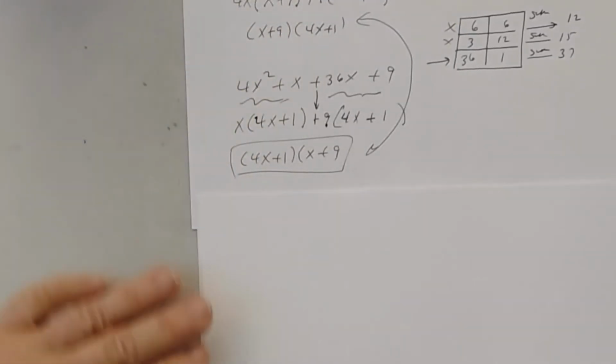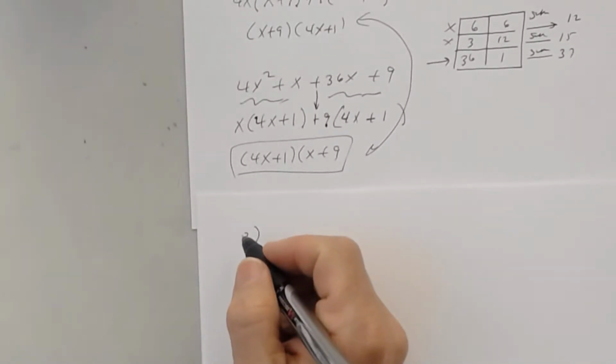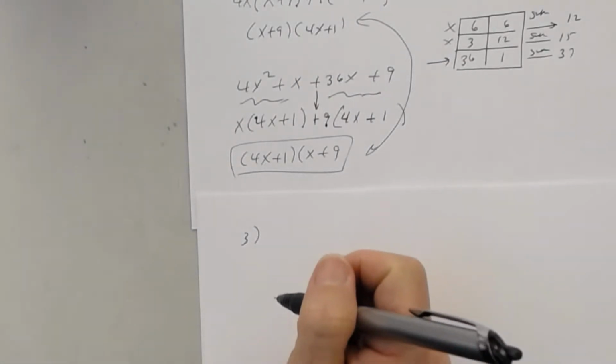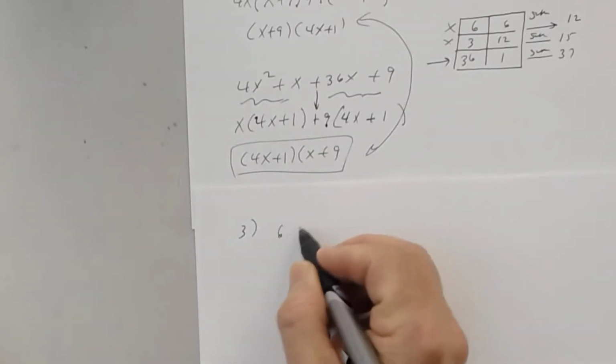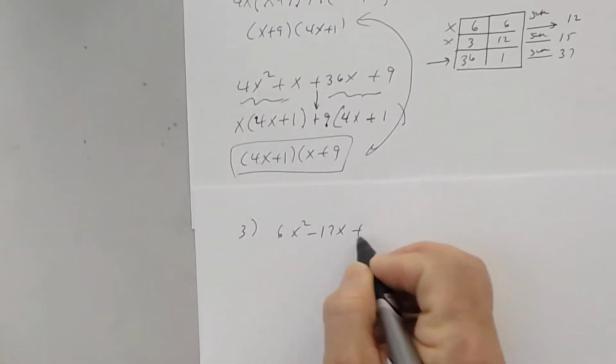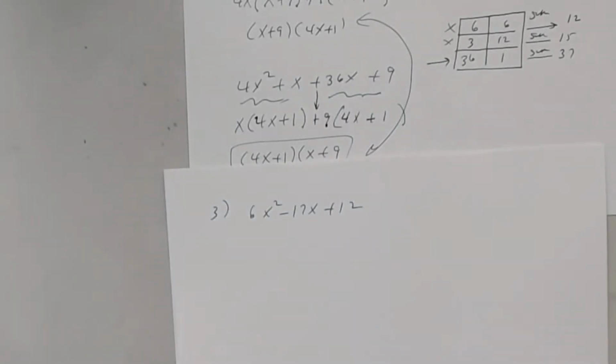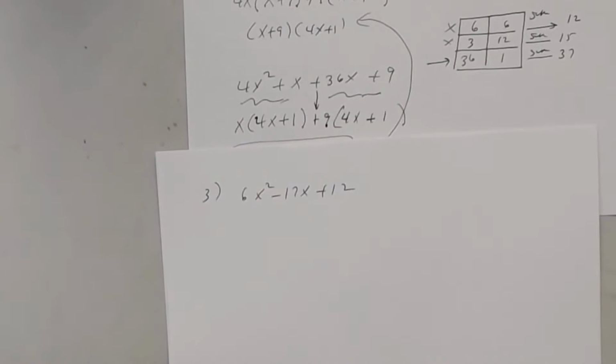So let's look at number 3. Suppose you had 6x squared minus 17x plus 12. It's in descending order. What's the GCF? 1. Now if I were doing this by trial and error, I would go directly to the two binomials. But I'm not doing trial and error. The direction said use the AC method.